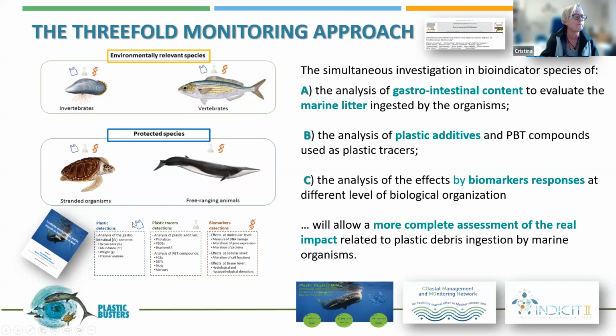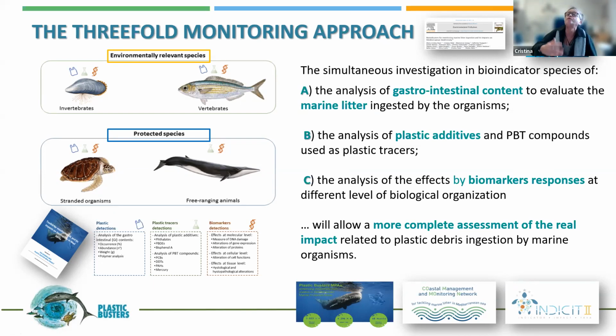So we move from step 1 to step 2, that is the analysis of plastic additives and PBT compounds used as plastic tracers. So there are several classes of contaminants, such as phthalates, bisphenol A, PBDEs, that can be related to the presence of microlitter ingested in the organism. If you are able to analyze this class of chemicals in the tissues of the marine organism, it can represent a real warning sign of exposure to this class of contaminants.